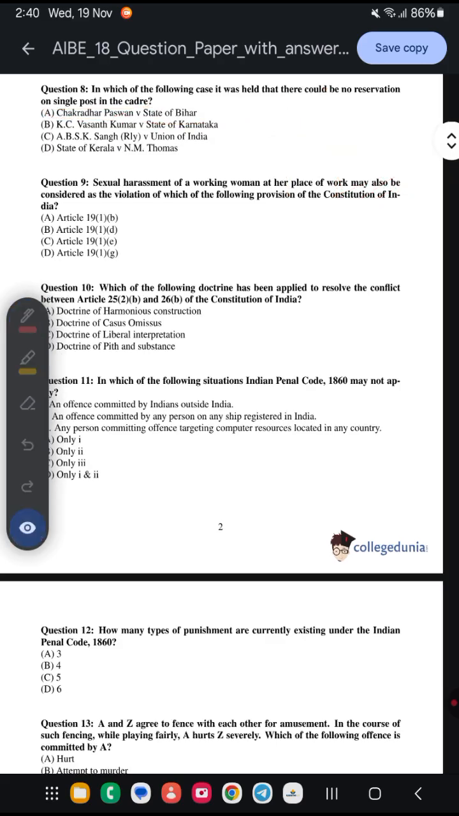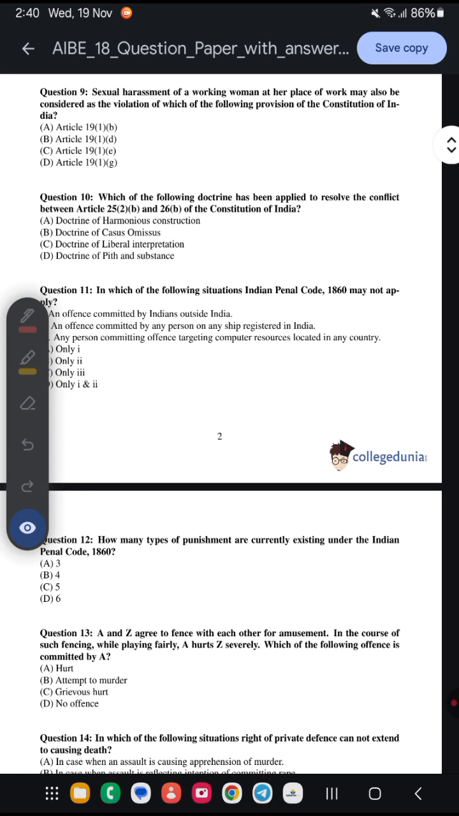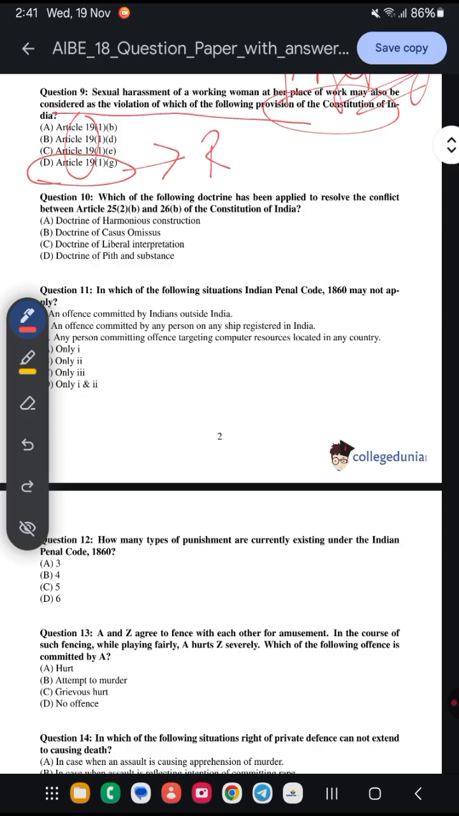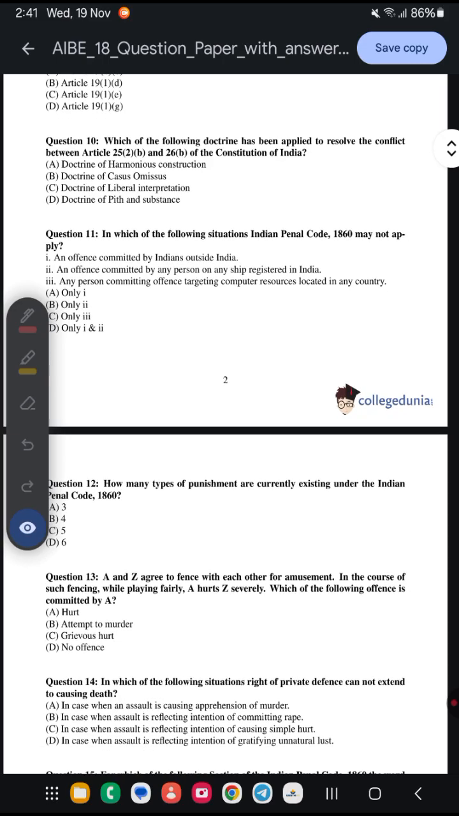So moving to the next question, question number 9. Sexual harassment of working women at her place of work may also be considered a violation of which of the following provisions in the Constitution of India? If we look into all the articles, it is Article 19. In detail, it is Article 19(1)(g). In this, the Constitution gives the right to work in a safe environment. So right to work. This is the appropriate answer to this question.